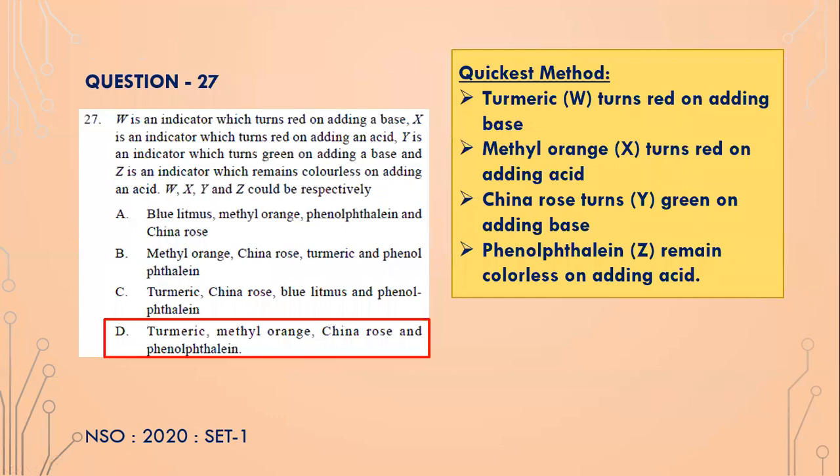W is an indicator which turns red on adding a base. What turns red on adding a base? Turmeric, isn't it? X is an indicator which turns red on adding acid. Methyl orange will turn red on adding acid. Y is an indicator which turns green on adding a base. China rose, it will turn green on adding a base. And Z is an indicator which remains colorless on adding an acid. So phenolphthalein will remain colorless on adding an acid. So correct option is D.